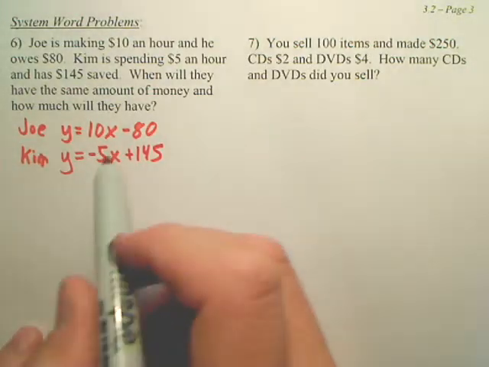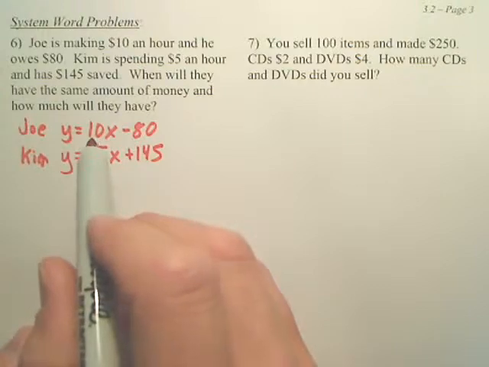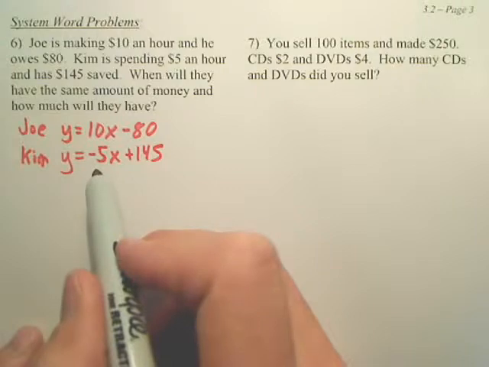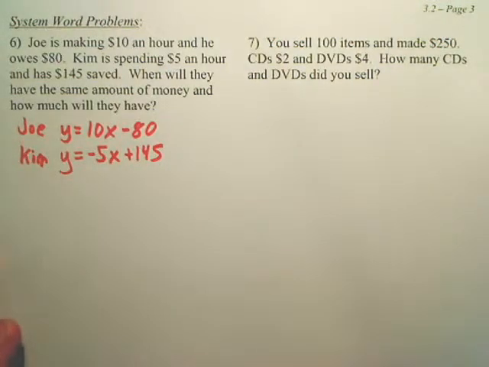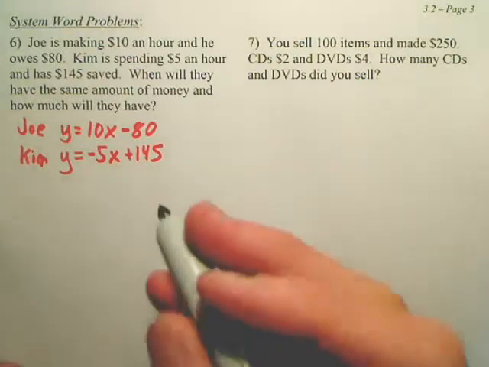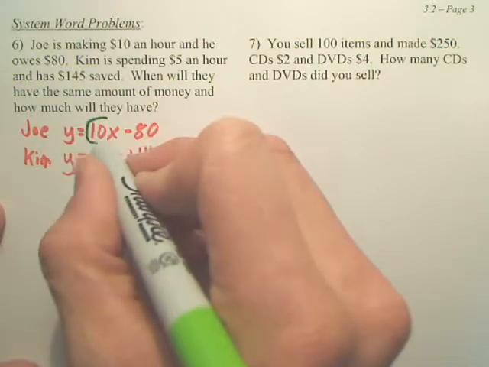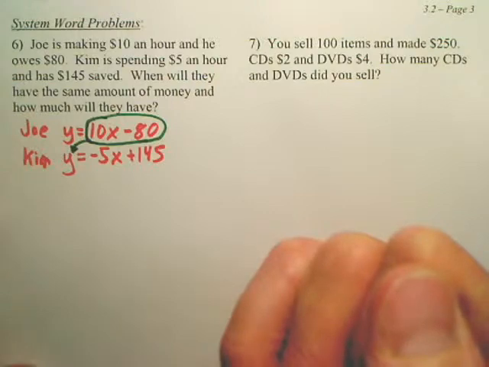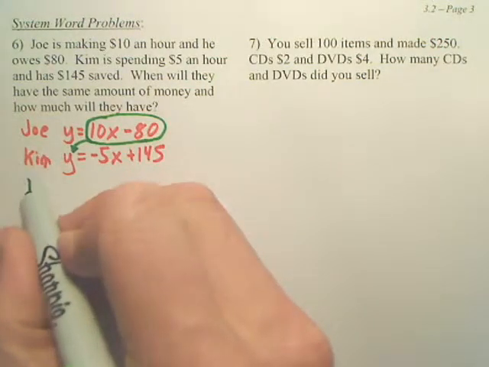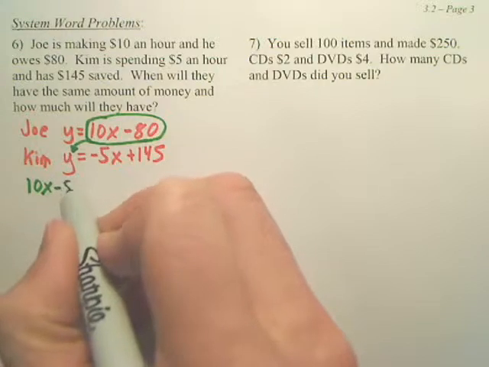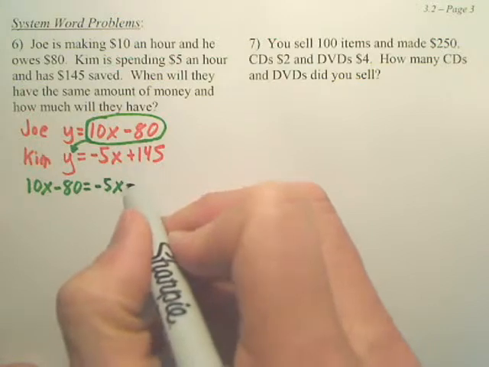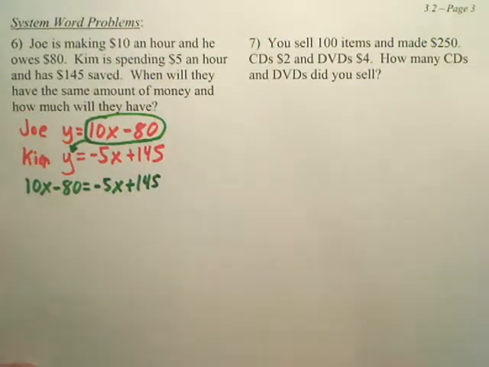So I have two equations. One where you owe 80 and gaining 10 bucks an hour. One where you're 145 bucks up, but you're losing money at 5 bucks an hour. Some sort of shopping spree or something. I don't know. How do we find X, the number of hours that they're the same? You take this guy and stick him right there, because he's Y. And you end up with 10x minus 80 equals negative 5x plus 145.